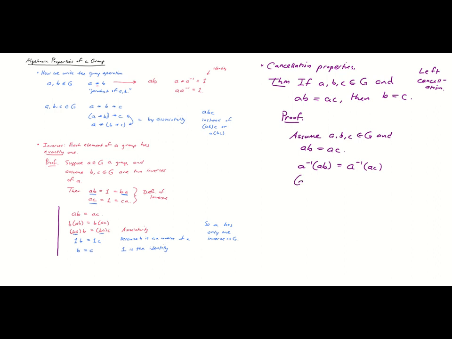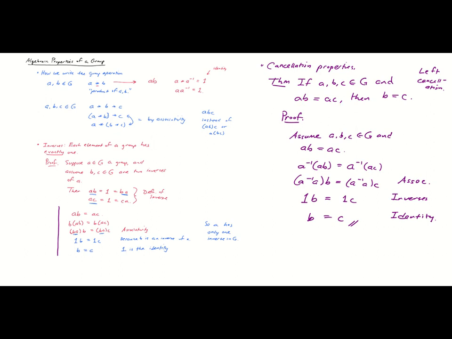And now, by associativity, I can regroup and say A inverse A times B equals A inverse A times C. That, again, is by associativity. And now, because A inverse is the inverse of A, the part in parentheses just works out to be the identity. So 1B equals 1C, or the identity times C. So that's the property of inverses. And then because 1 represents the identity of the group, the left side is just B, the right side is just C. So this is the identity property of the group. And so I have exactly what I want. I know that B is equal to C.